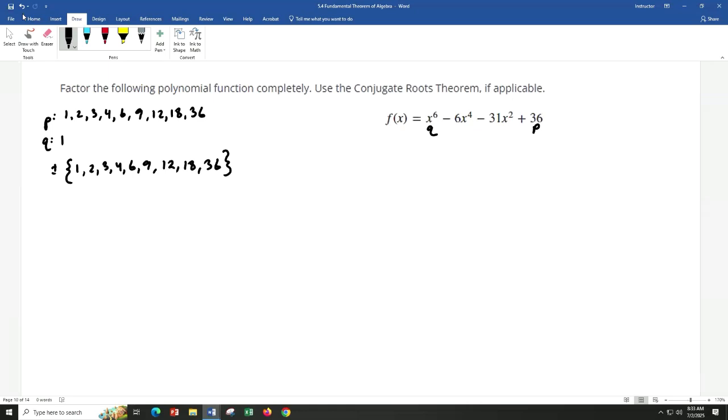I pulled up this example from the very end of your notes from 5.4. So we got through everything in 5.4. We're just hanging out doing a couple of the questions. We did the conjugate root theorem. You know how that works now. There's a few examples of those in your notes.